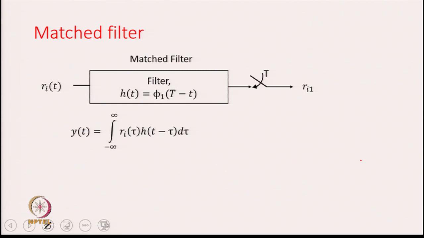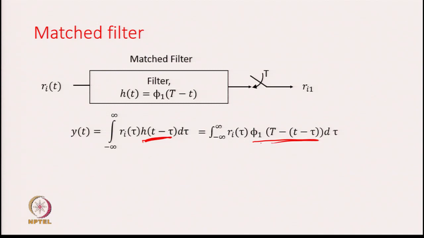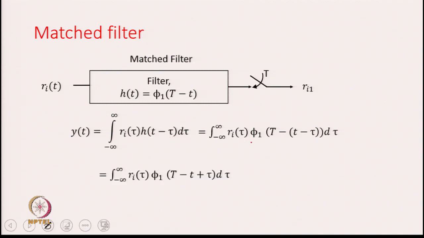Let us look at this. As I have said, y(t) is obtained by the convolution of the received waveform with the impulse response of the filter, and because I already know that the impulse response of the filter takes this form, I can substitute this value of impulse response in here. I get this. I can solve this out and I can get an expression for y(t).